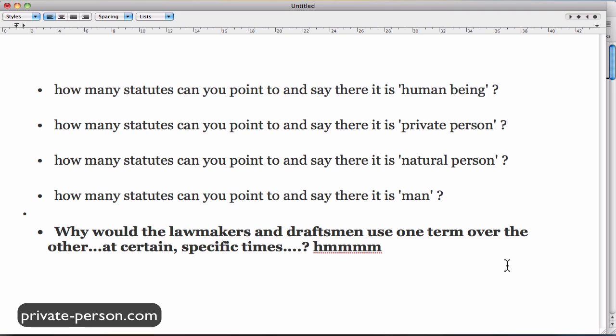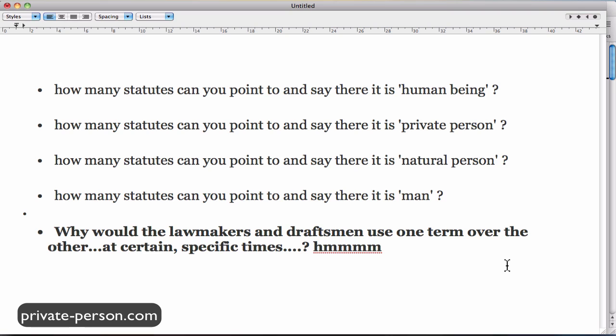The question was basically, how many statutes can you point to and say there it is, the term human being in the statute? And how many statutes can you point to and say, there it is, private person in the statute? And how many statutes can you point to and say, there it is, natural person is in that statute? And this is the kicker, how many statutes can you point to and say, there it is, the term man being used? I don't remember ever having seen man being used in a statute. It's almost always person or private person or natural person, or very rarely a human being. I didn't remember seeing too many of those.